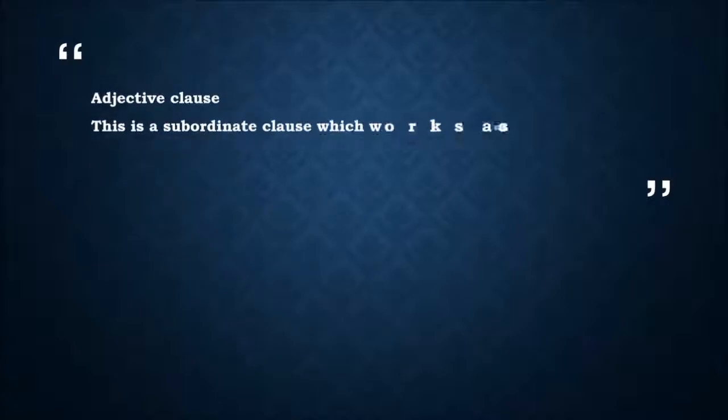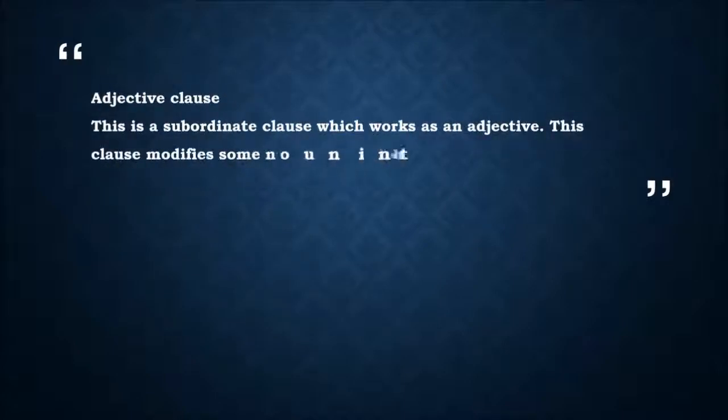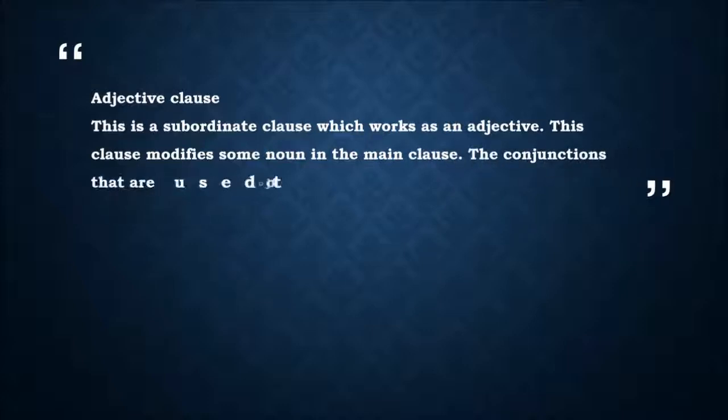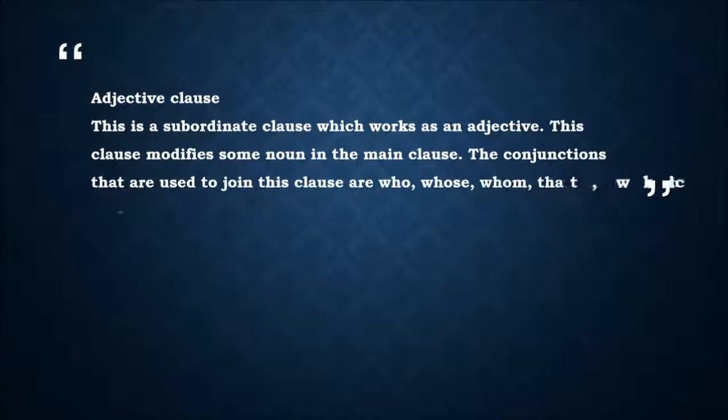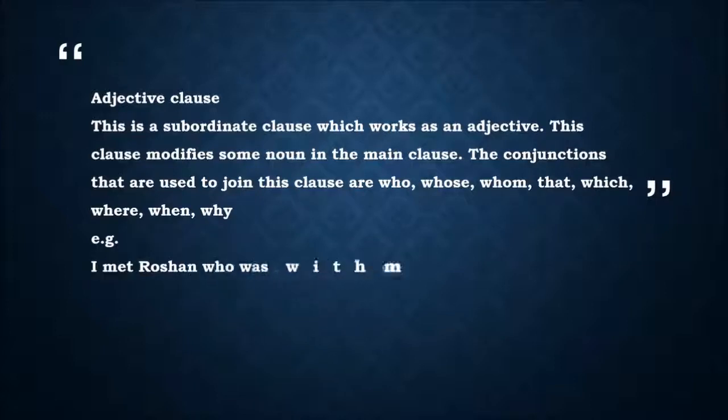2. Adjective clause: this is a subordinate clause which works as an adjective. This clause modifies some noun in the main clause. The conjunctions that are used to join this clause are who, whose, whom, that, which, where, when, why. E.g. I met Roshan who was with me in school.